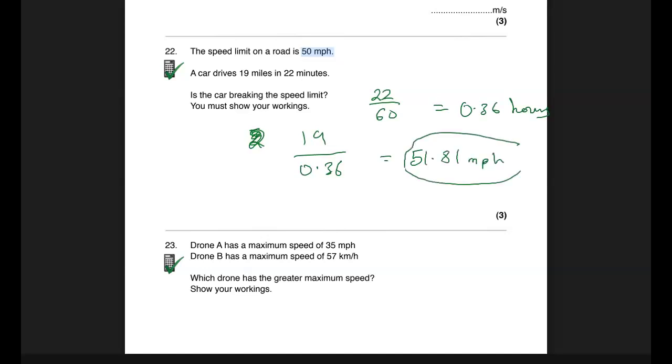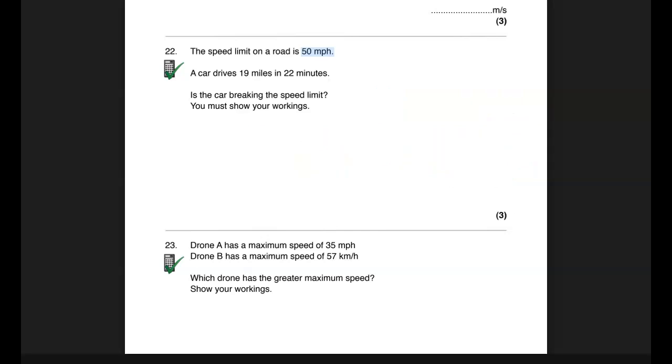Can you see? The guy is speeding at 51.81. It's more than 50 miles per hour. Because it's more than 50 miles per hour, that means he is breaking the speed limit. You get it, right? Okay, good. It's breaking the speed limit.